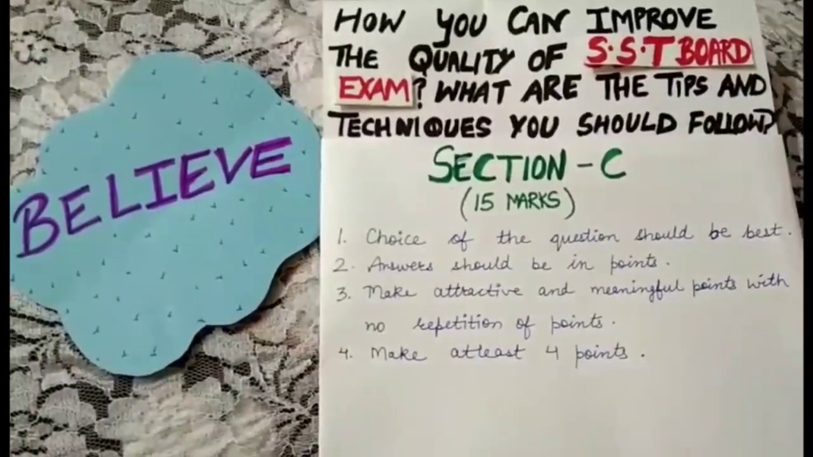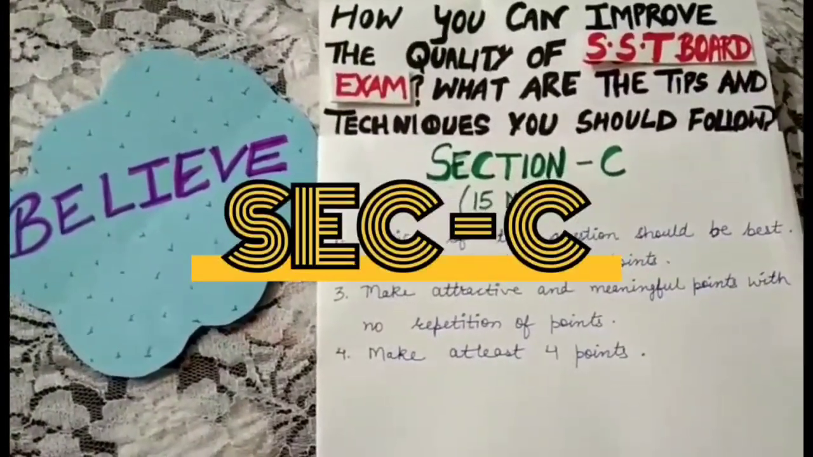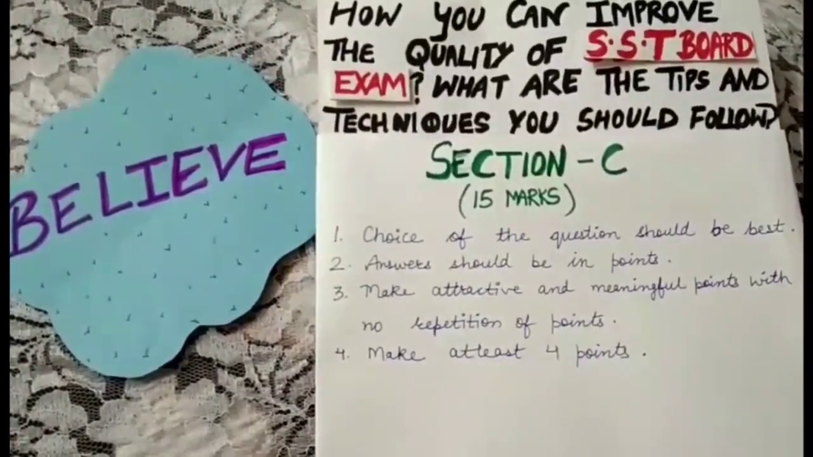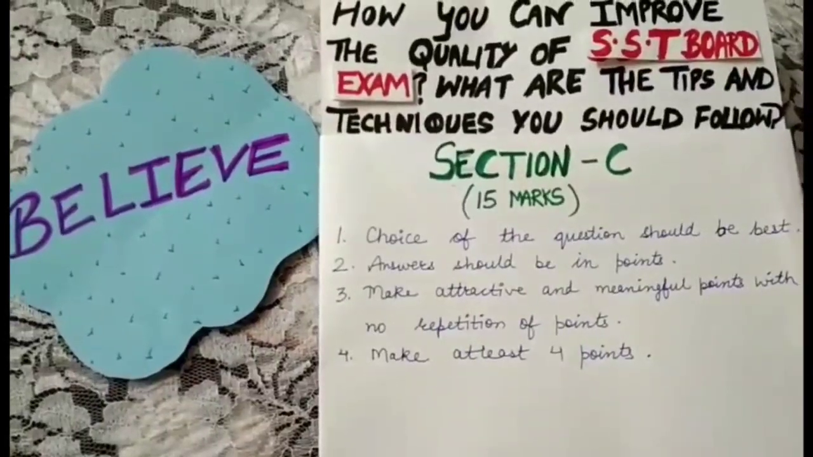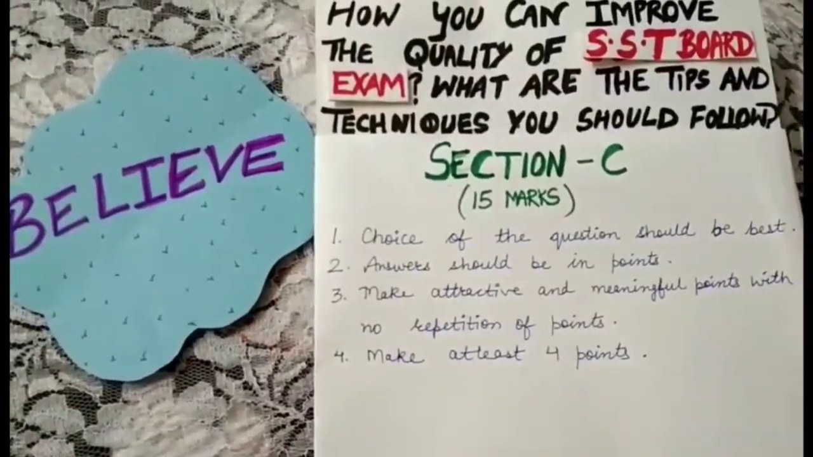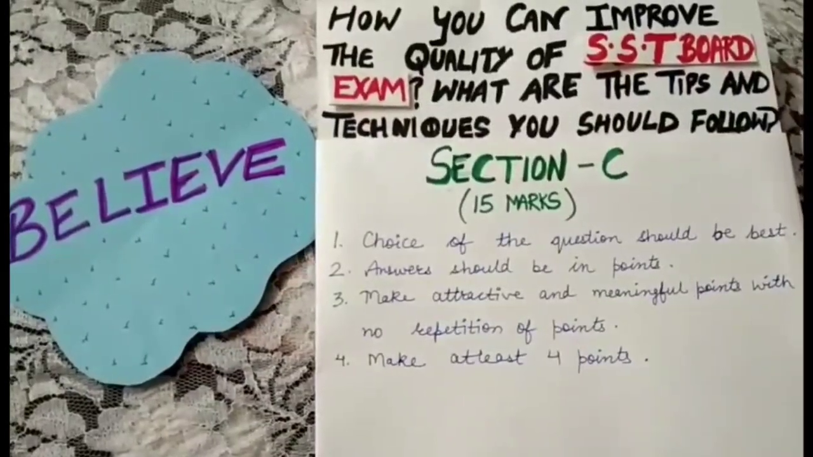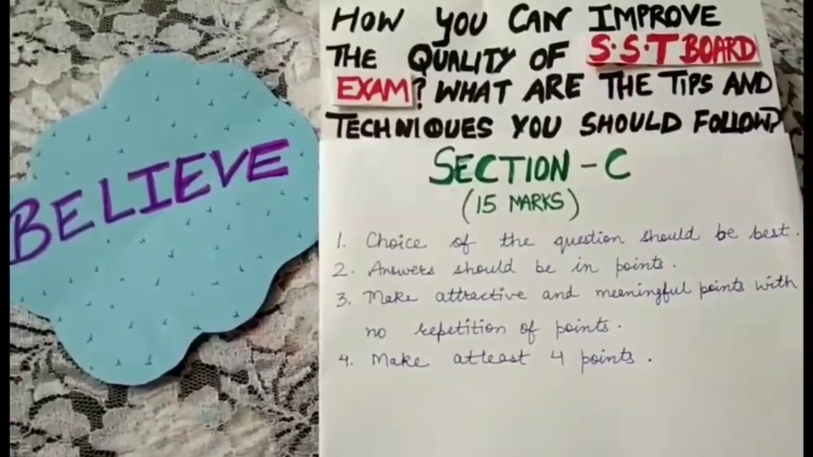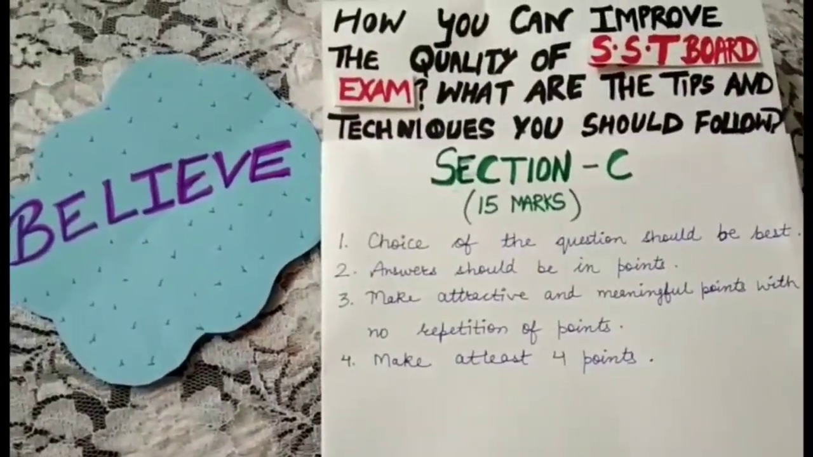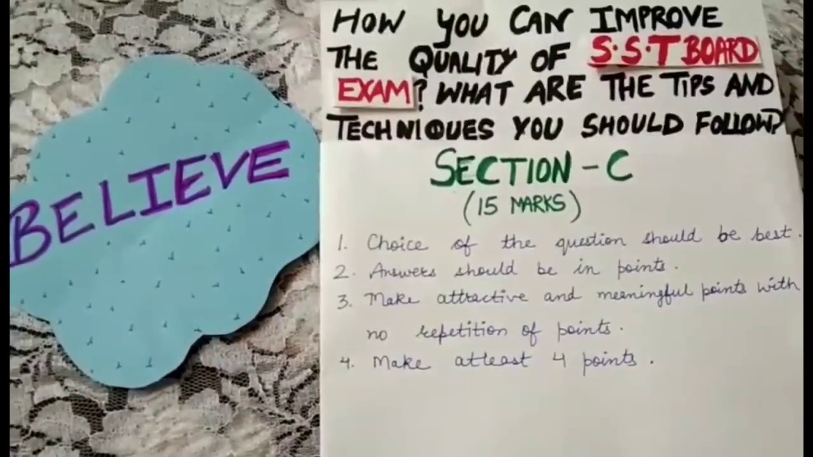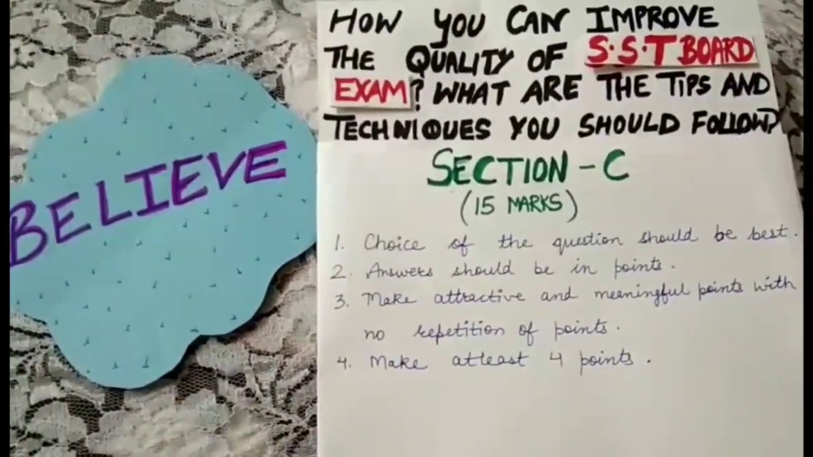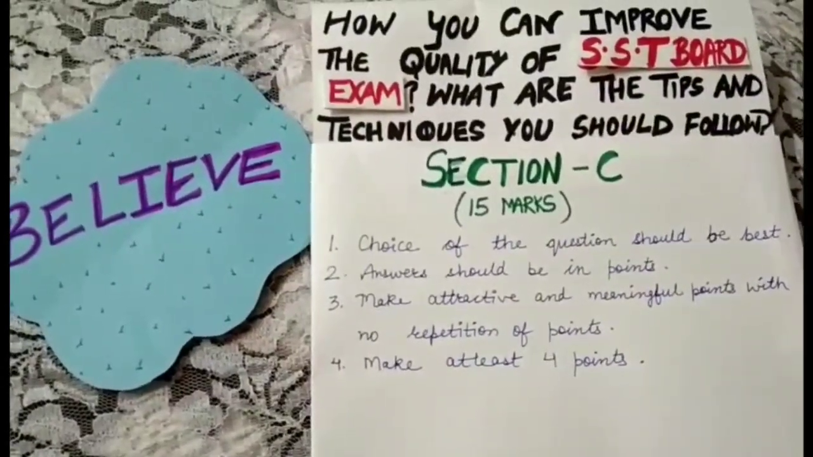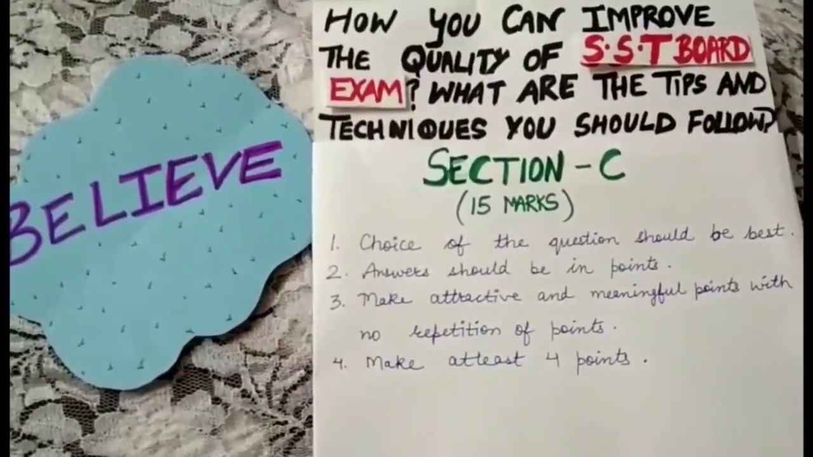So in this section, first I'm discussing section C. Section C, what are the tips? Let's discuss the section C part. Section C is your second priority. As I have explained in my previous videos also, you have to choose section C in your second priority list. In section C, there are 3-mark questions and there are 5 questions. In total, it carries 15 marks.